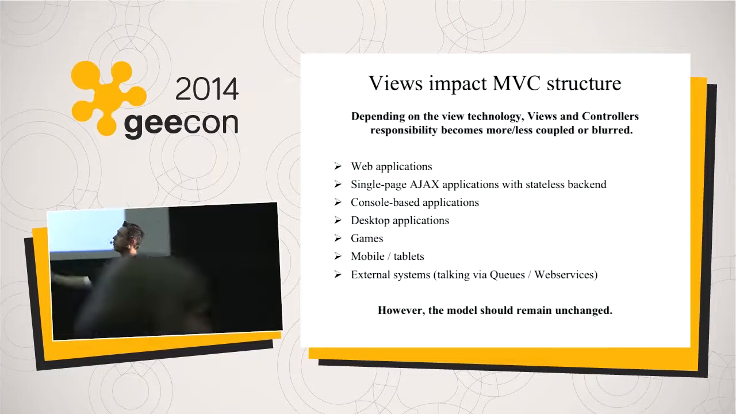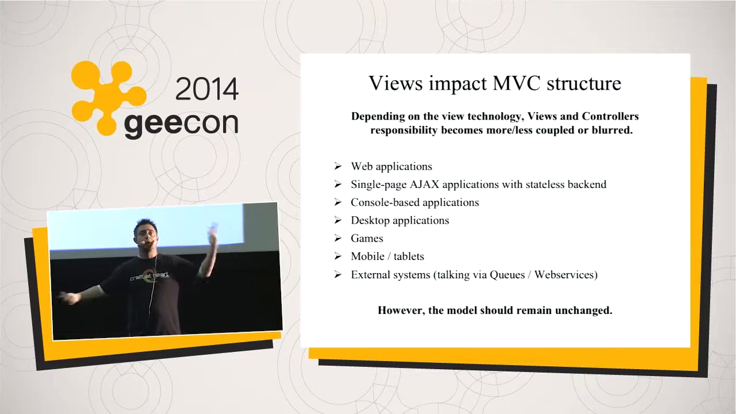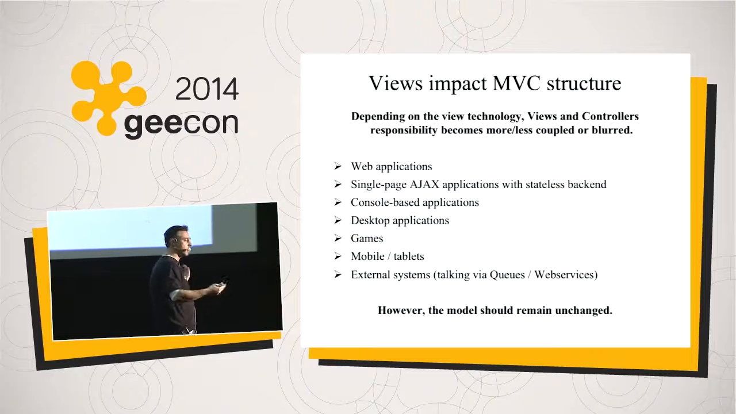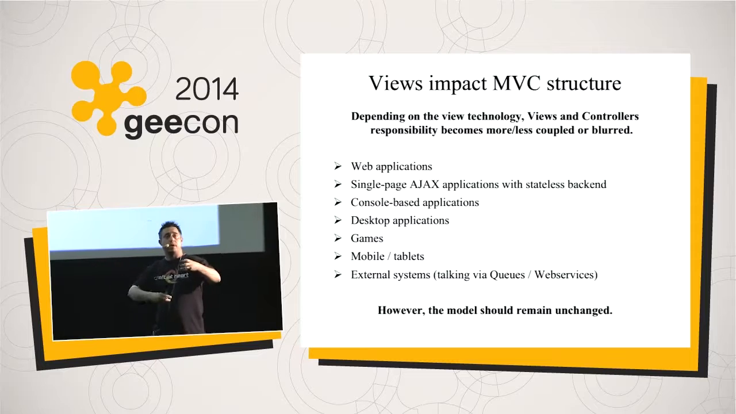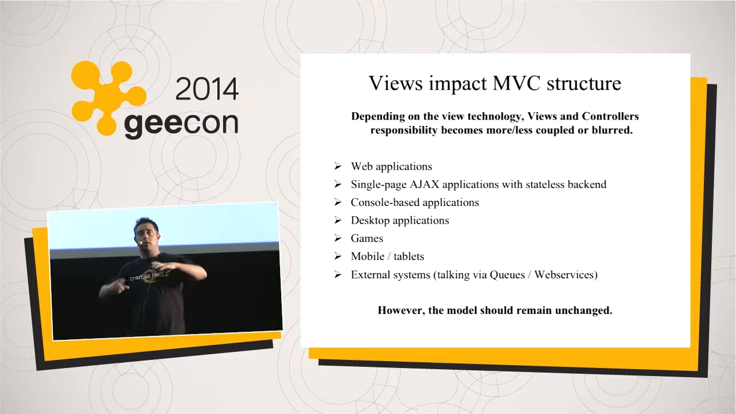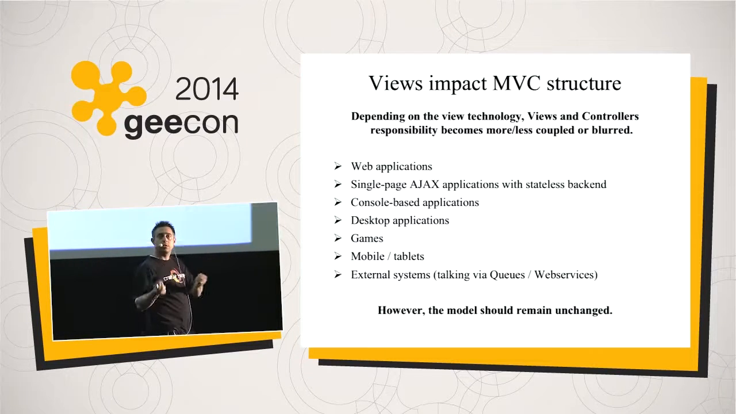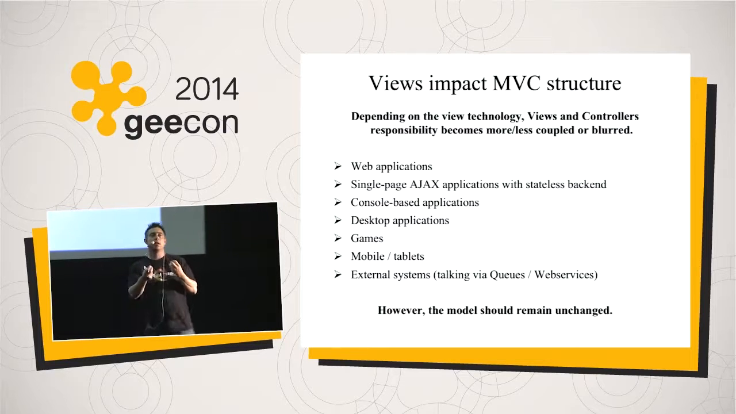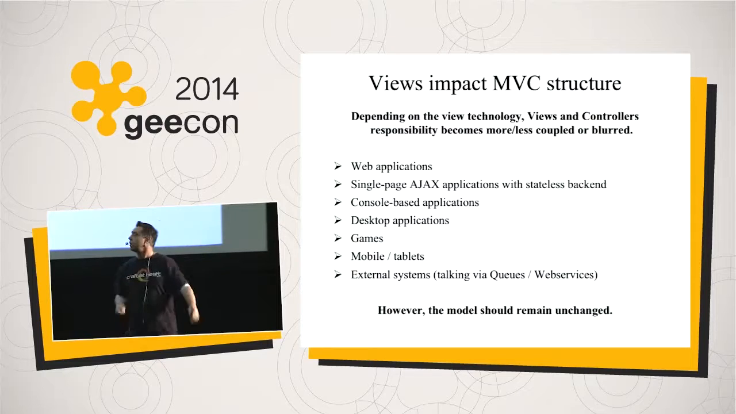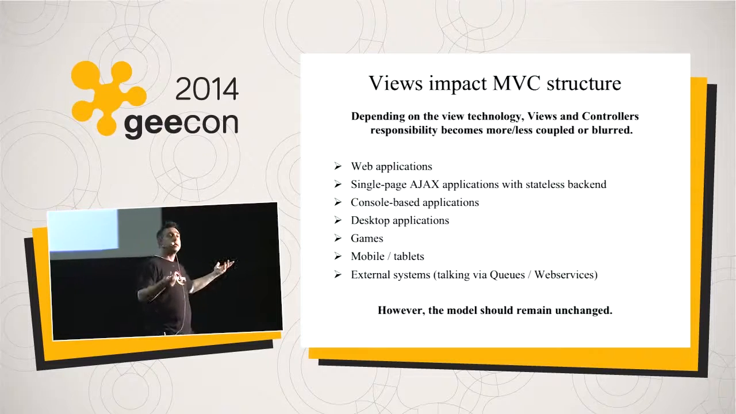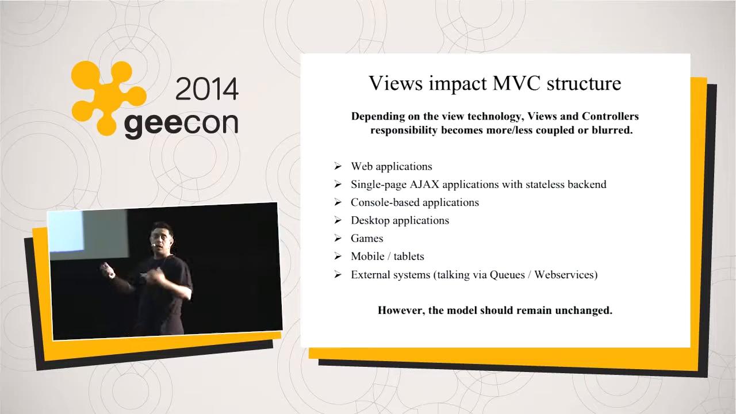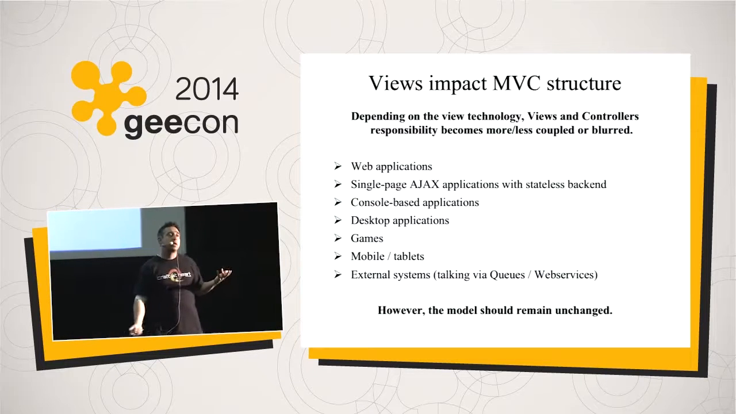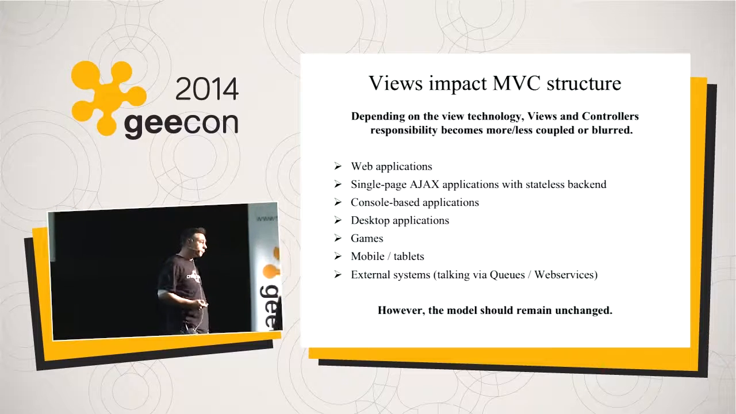And then you can talk about console-based applications, where how do you do the controllers? Like the view is clear, it's the console, but how do you structure that? And the desktop applications, where you have buttons, combo boxes, tables, and each one of these objects has its own MVC embedded. So games that are very fast-paced, and mobile types. Even external systems, you could treat them as the view, and somehow the queues and web services as controllers, you could go there.